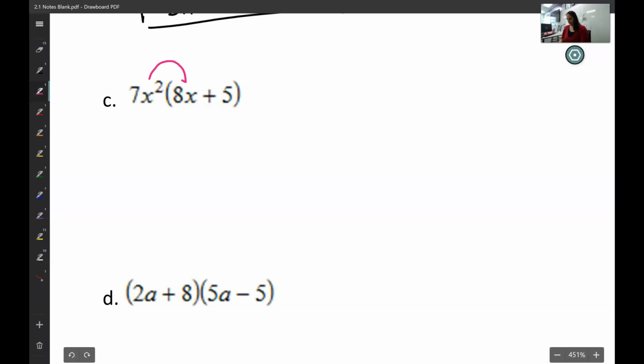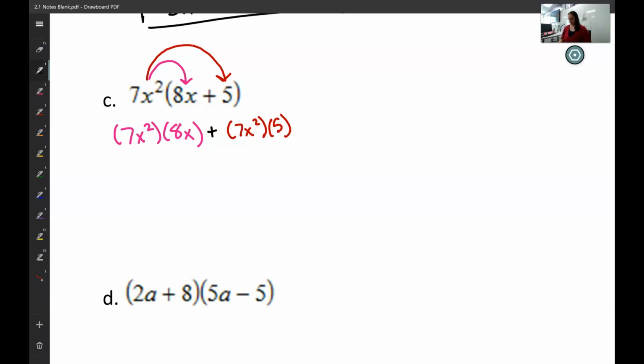I'm going to take that 7x squared, distribute it in to everything on the inside. And when I say distribute, I mean multiply. So first one I have 7x squared times 8x. I distribute to that 8x, so I multiply to it. The next one I have 7x squared times 5. Distribute that 7x squared to everything inside.